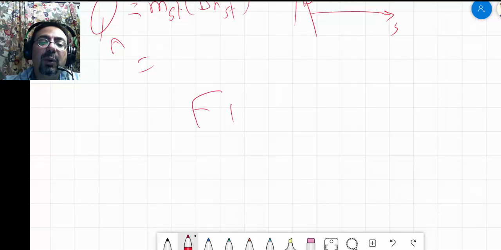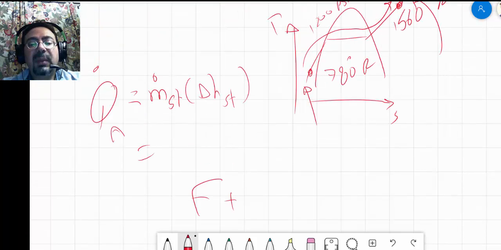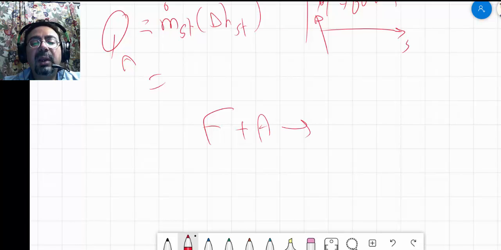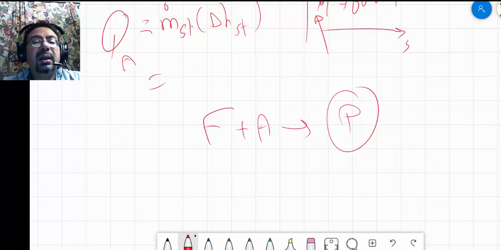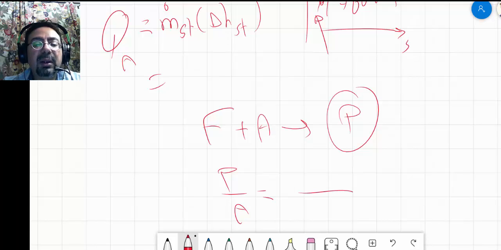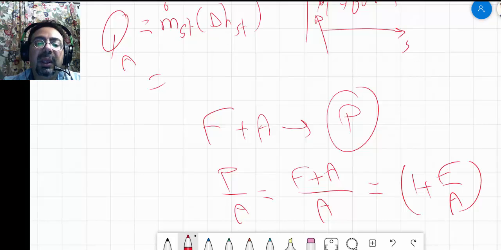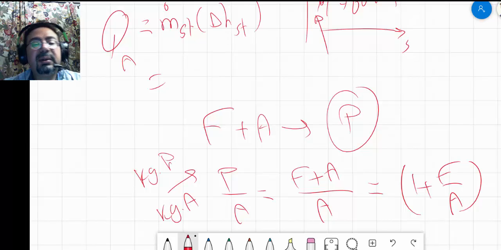if I have fuel plus air, I will make product. So the mass of this thing is the mass of the fuel and air. So the mass ratio of product to air is fuel plus air over air, or basically it's 1 plus fuel to air ratio. Okay, this is how you turn from kilogram or pound mass product to kilogram of air. You need the fuel to air ratio.